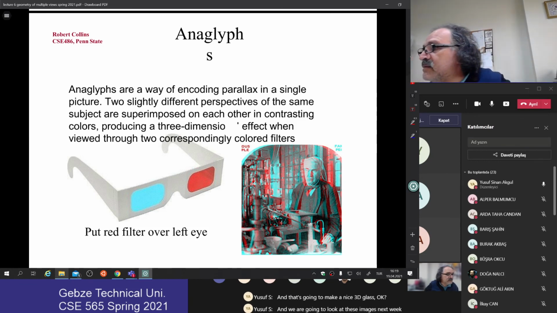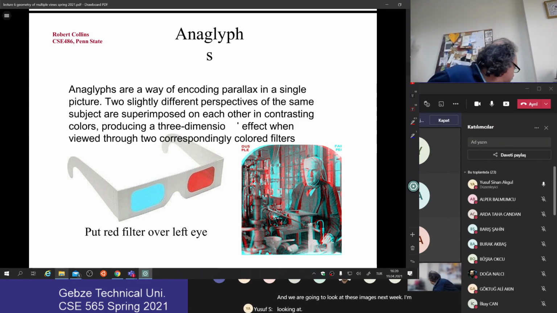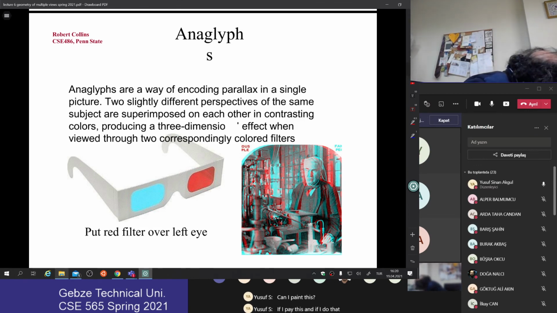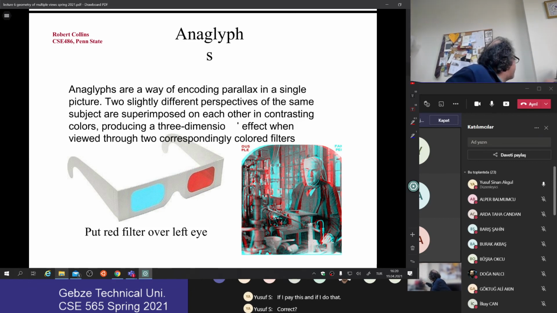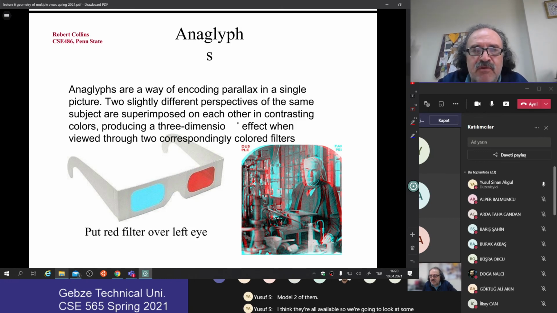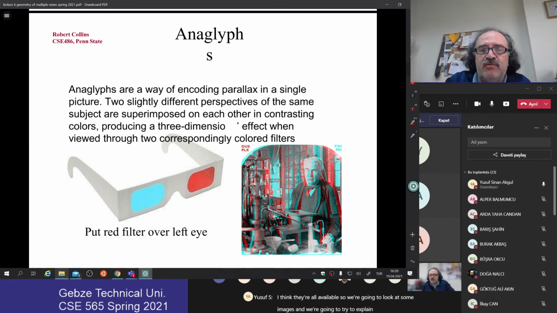I am looking at, can I find, oh, maybe this one. Can I paint these? If I paint these, it should work, right? Maybe this one? No. I will figure it out next week or the other week. Okay, the best thing is maybe you should buy just one or two of them. I think they are all available. So we are going to look at some images and we are going to try to explain why it works.